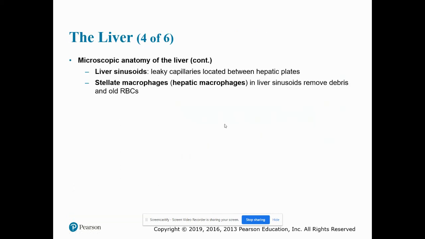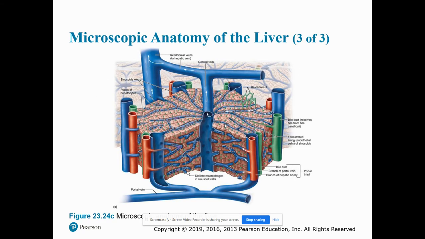We're also going to find liver sinusoids, and these are leaky capillaries between hepatic plates, and stellate macrophages or hepatic macrophages. And liver sinusoids are going to remove debris and old red blood cells. So again, this is a liver lobule, and this is a central vein. These are going to be the sinusoids, and then in here we find the macrophages.